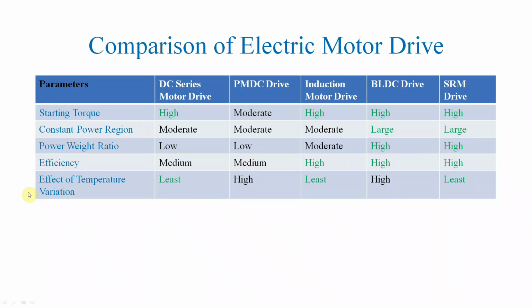If we compare the effect of temperature variation and thermal consideration, for the DC series motor it is least, but for the PMDC drive it is high, because when a permanent magnet is used, the magnet property deteriorates at higher temperature and it affects the overall performance of the vehicle. The same thing happens for the brushless DC motor, which includes a permanent magnet. It also observes the effect of temperature variation, and at higher temperature the performance of BLDC slightly deteriorates. The induction motor and SRM, these two motors have the least variation due to temperature.